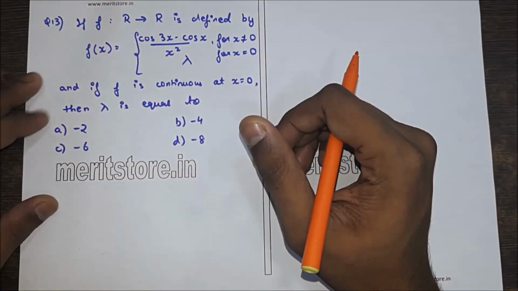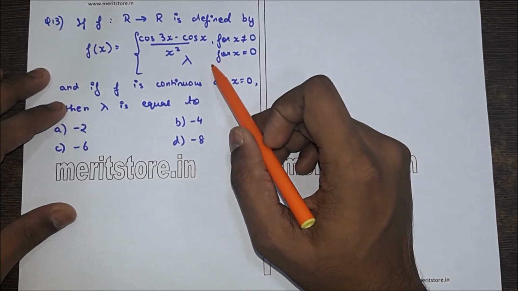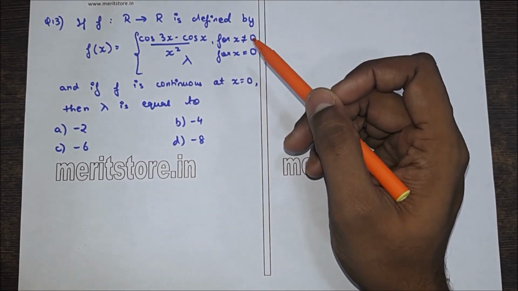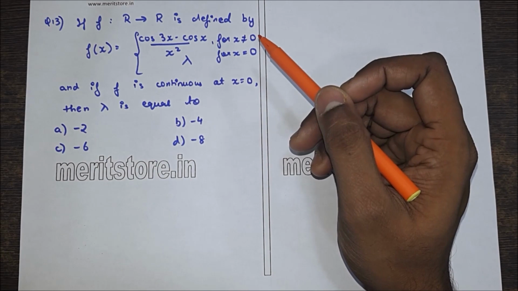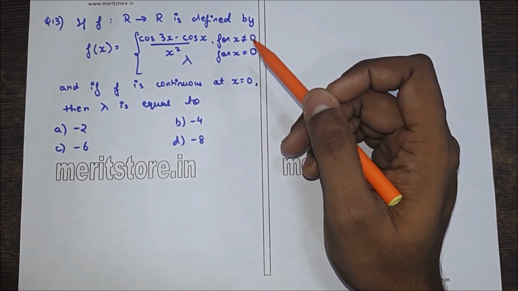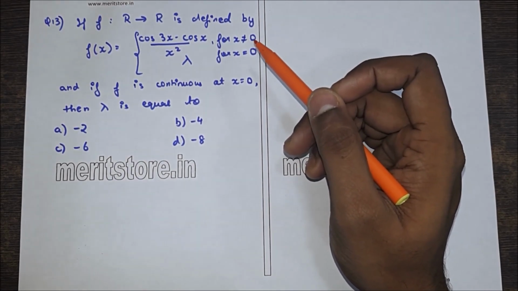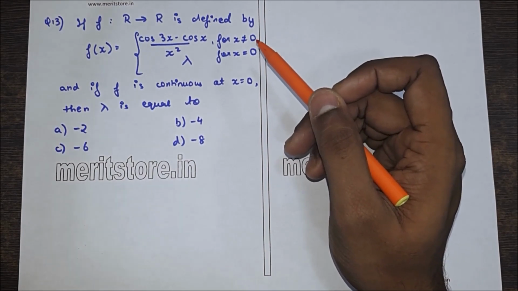If f is R tends to R defined by f of x is equal to cos of 3x minus cos x upon x cube for x is not equal to 0 and lambda for x is equal to 0, and if f is continuous at x is equal to 0, then lambda is equal to: a, minus 2; b, minus 4; c, minus 6; or d, minus 8.